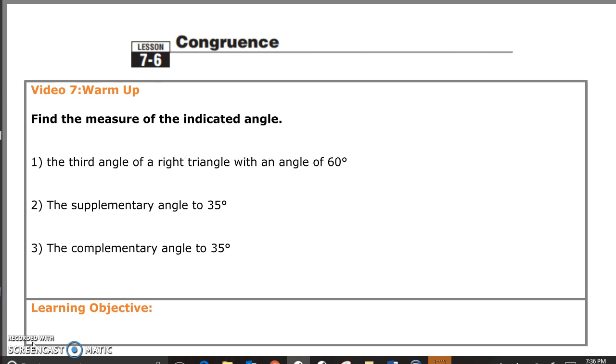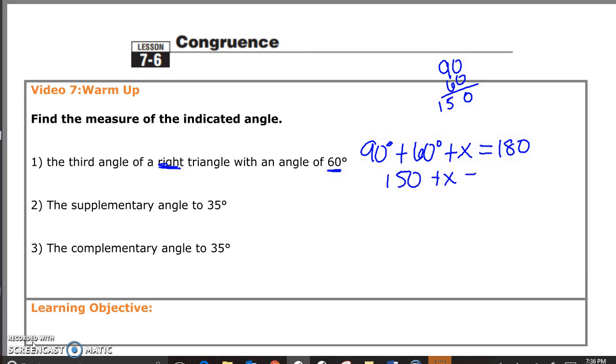Okay, so number 1, it says the third angle of a right triangle with an angle of 60 degrees. So we know one angle is 90 degrees, we know another angle is 60 degrees, and we don't know the third one. So we know it's supposed to equal 180. So 90 plus 60, that would be 150 plus x is 180. Subtract 150 from both sides. That leaves us with x equals 30 degrees.